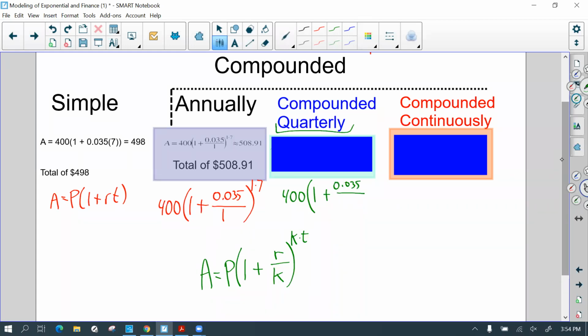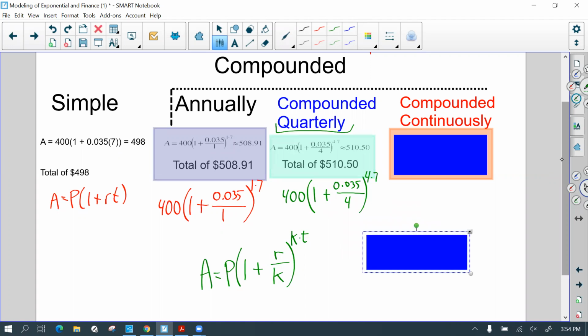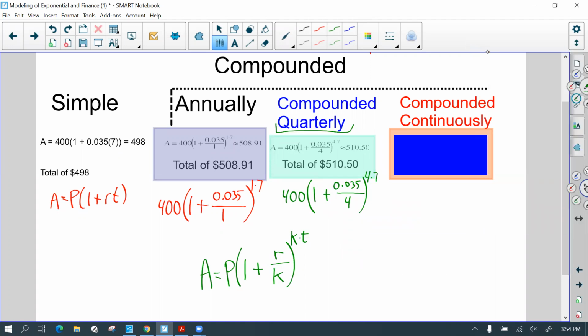Quarterly means divide the year into 4 equal quarters. So 4 times a year, raised to the 4 times 7. Put that in your calculator, press enter, and we get $510.50.